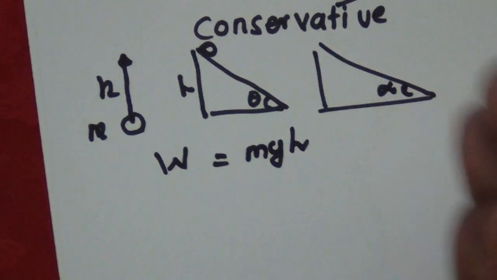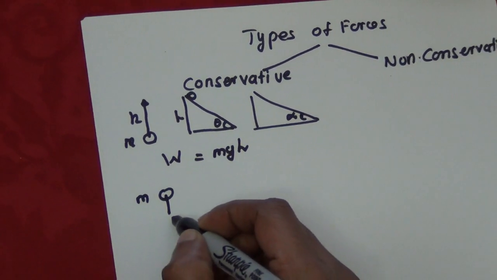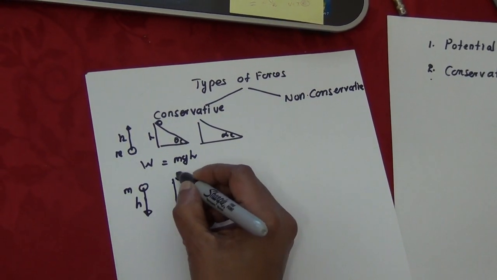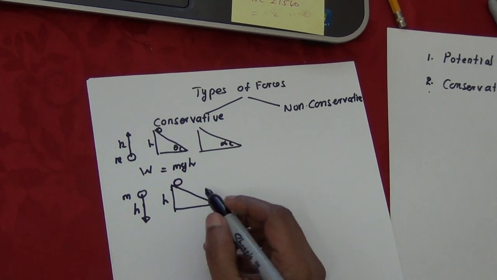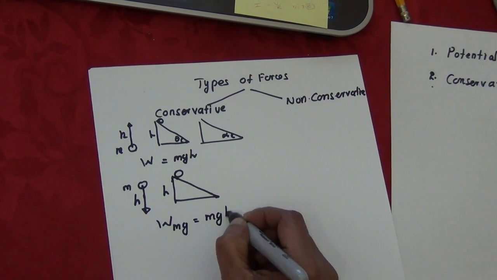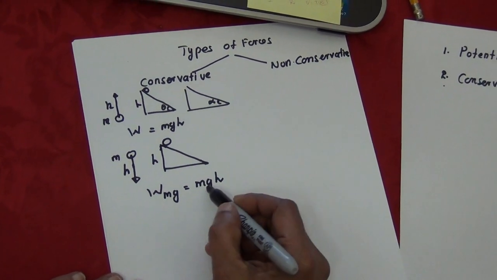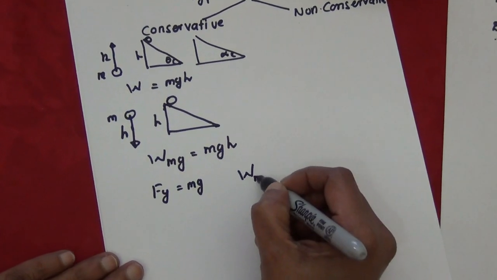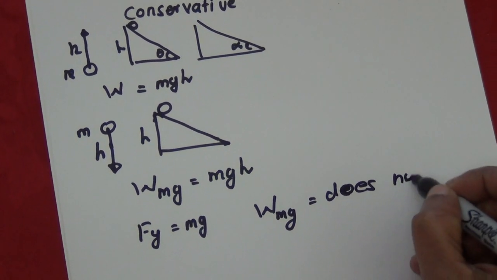So suppose we do the reverse, like you drop the mass m, so actually the gravity is doing the work through a distance h, or if you do it on a ramp which has a vertical distance h, you could show that the work done by gravity is also mgh. So this shows you that when work is done by a gravitational force, the work done does not depend on the path.